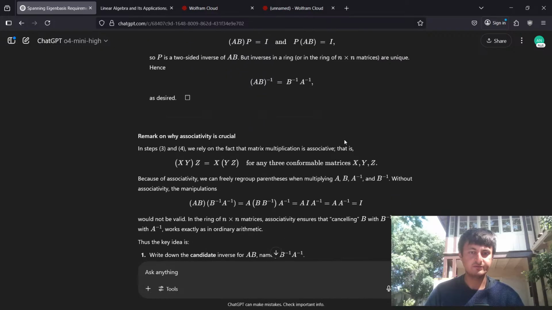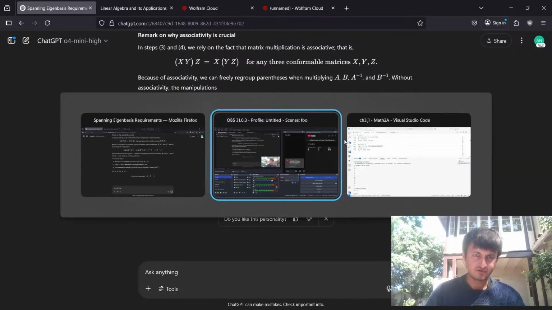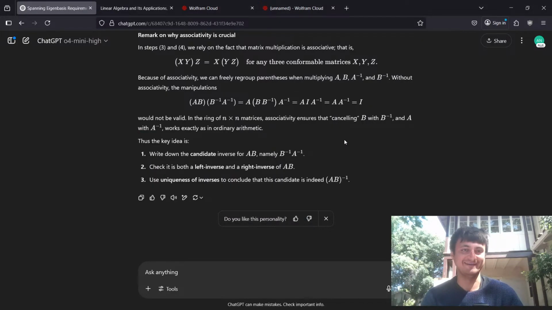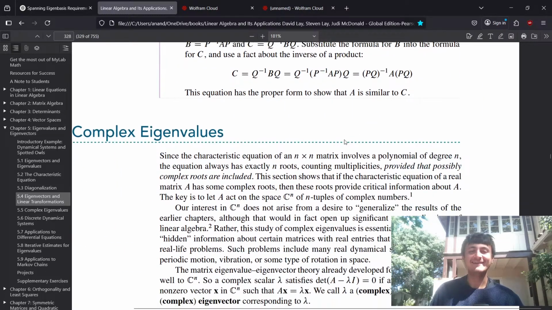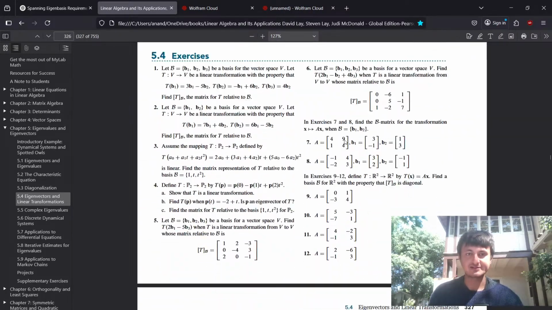So there we go. So that one was, yeah, associativity is crucial. But if you're dealing with non-associative algebras, why don't you just go somewhere else? Okay. Wait, what? Oh no, yeah. I was like, wait, are there no exercises?